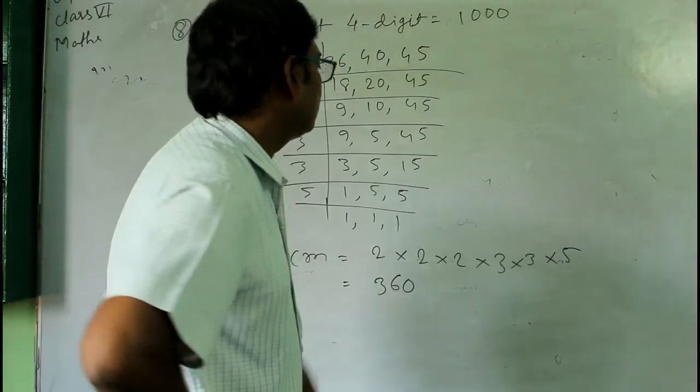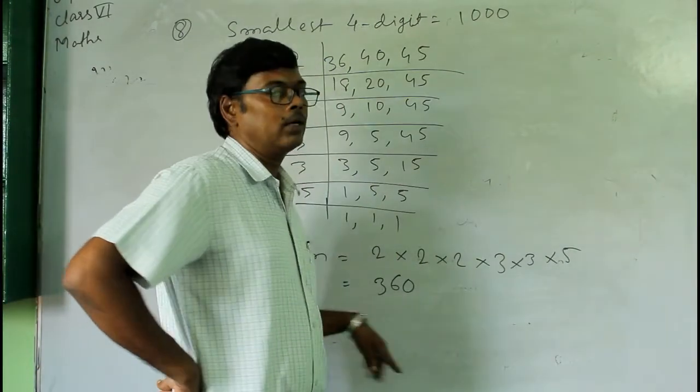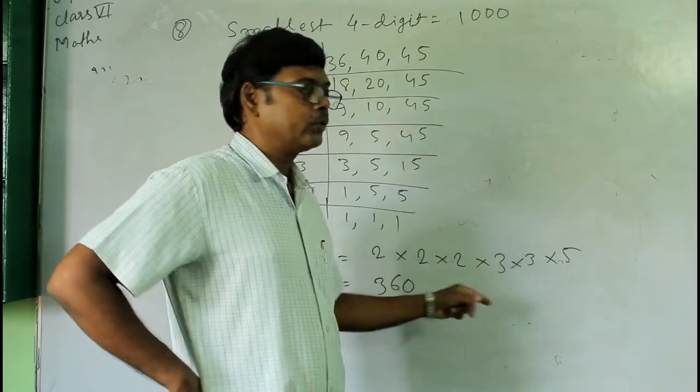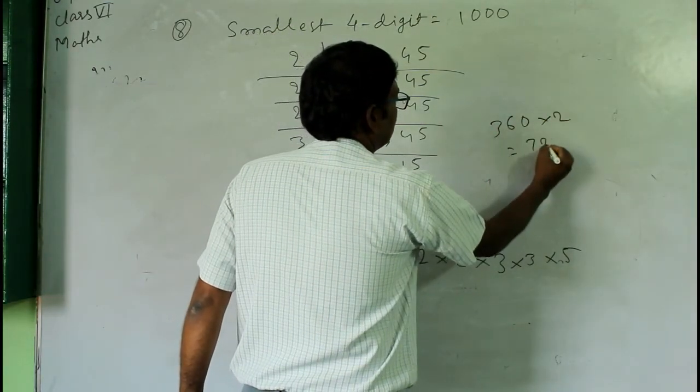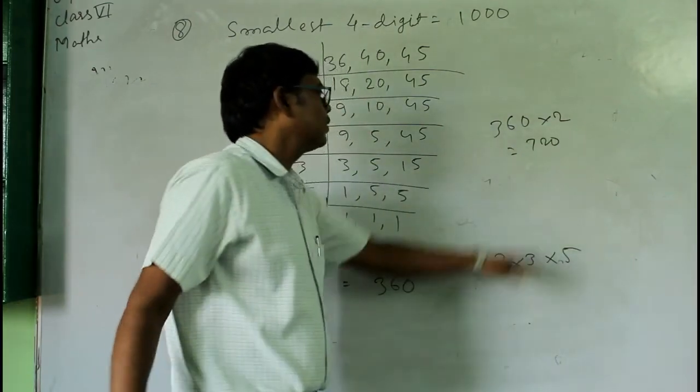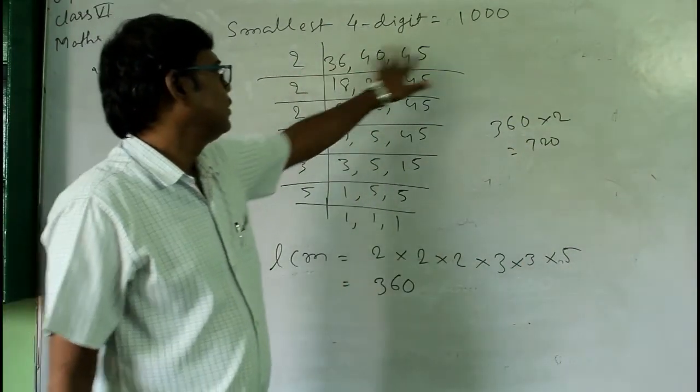Now what does this mean? It means that any multiple of this will also be divisible. Multiple means if you multiply it by 2, what will it become? If you multiply 360 by 2 it will be 720. So this number will also be divisible by these three numbers.